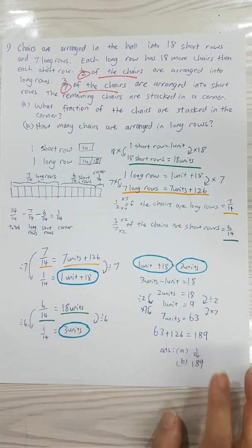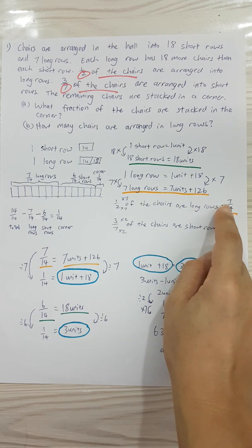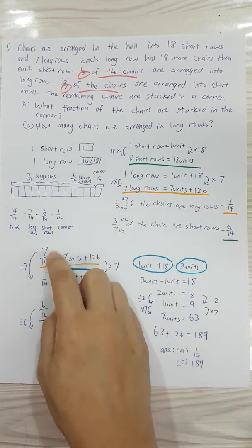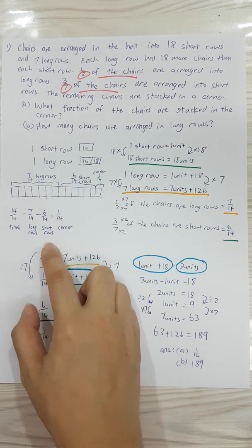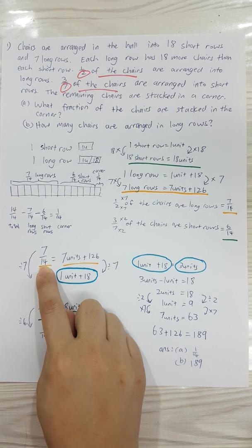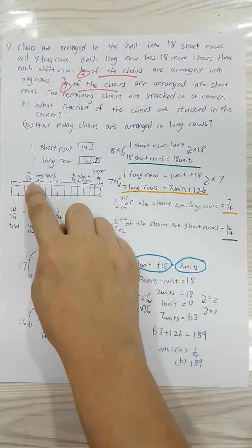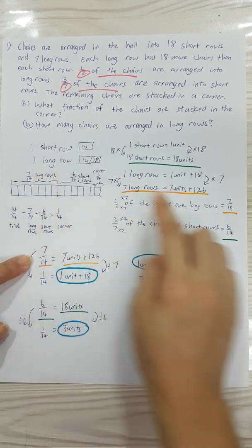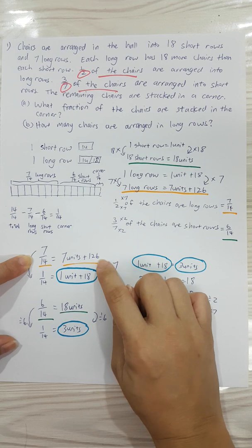Okay, now do not mix up this 7 out of 14 as 7 units. It's not. It's just a fraction. So this fraction represents the long rows. Okay, and this fraction has some numbers to it. What is it? Can you see 7 long rows? This is 7 long rows as well. So we match. 7 out of 14 would be 7 units plus 126.